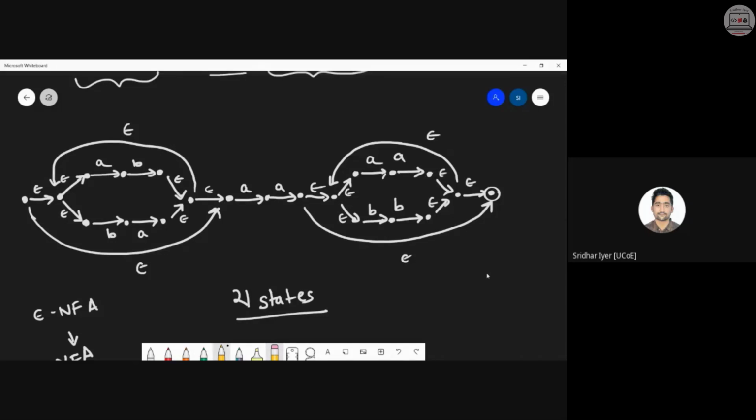I guess you might have combined one of those epsilon states together. That's why you're getting 21 states. Sorry, 20 states. In our case, we got 21 states. Kindly check the answer once again, the numberings if possible. What about others? Others got 21 or 20.